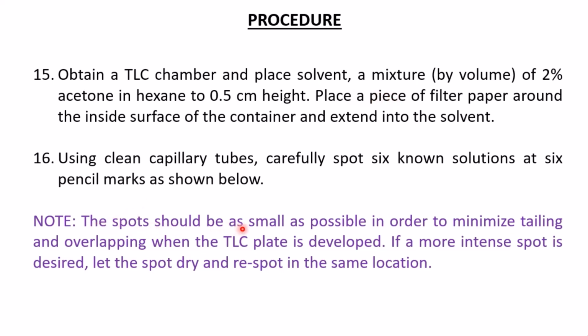The spots should be as small as possible in order to minimize tailing. Now, tailing is the process where you end up having your samples or your complex not being separated, but just traveling along the plate like that. So you don't actually see the number of components that are present. You want a very good separation. So you have to spot just a small amount of the sample on your spots.